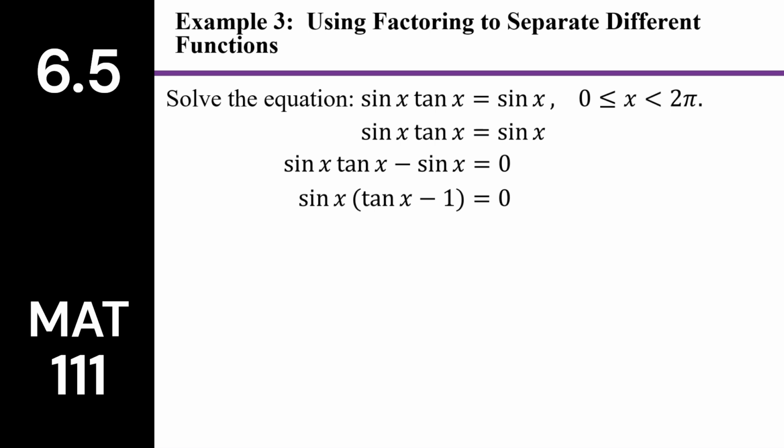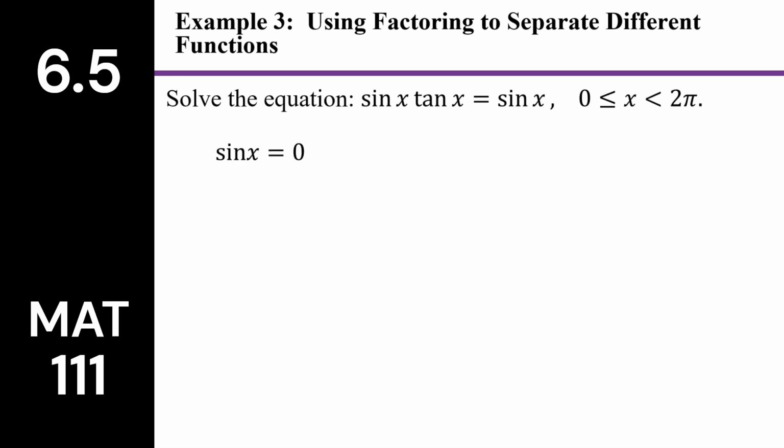Recall that when a product equals 0, you set each of the factors equal to 0. So sine x equals 0, and the tangent of x minus 1 equals 0. That one can be solved for the tan x, so we get tan x equals 1. And now that we've isolated the trig functions, we can solve for x.